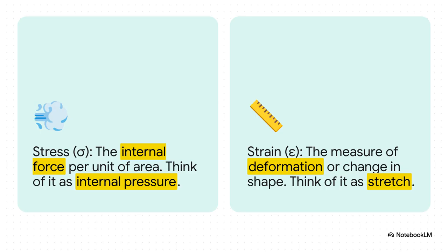Okay, so inside that grid, we're tracking our two key players. First, you've got stress. That's sigma, which is the internal force fighting back, all spread out over an area. You can think of it like internal pressure. And then you have strain. That's epsilon, which is just a measure of how much the material has actually stretched compared to its original size. They're really just two sides of the same coin. You apply a stress and you get a strain.